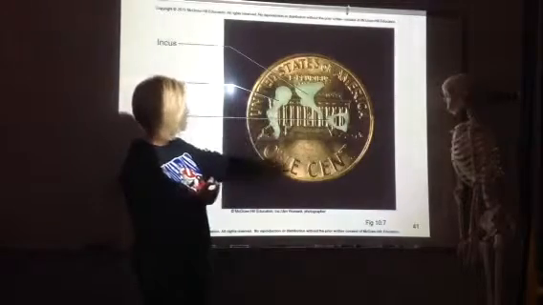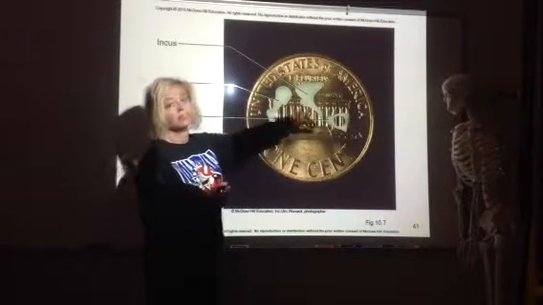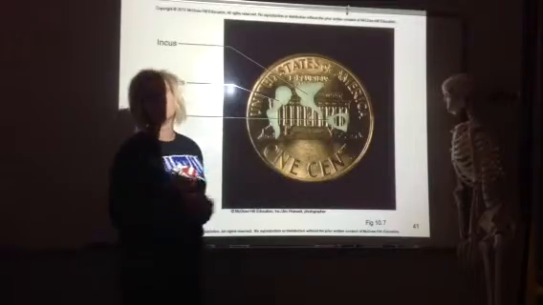This is just showing you, if I have a penny, here are those three bones. They're extremely tiny.